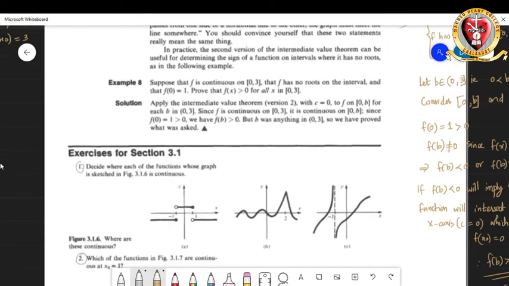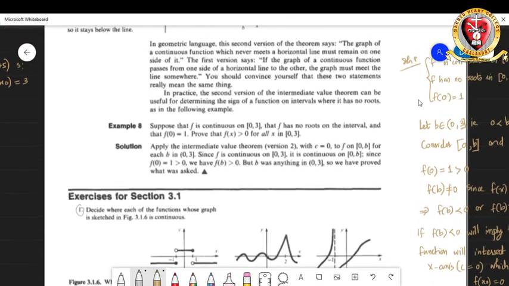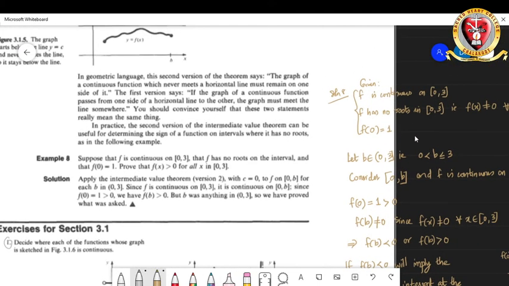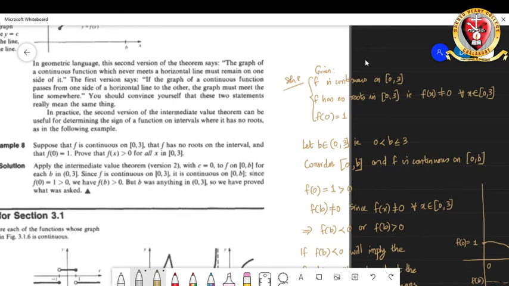Now example 8. You are given f is continuous on closed interval [0,3], and f has no roots in closed interval [0,3]. That will mean f(x) is not equal to 0 for every x belongs to [0,3], and also given f(0) is equal to 1. We have to prove that f(x) is strictly greater than 0 for every x belongs to [0,3].